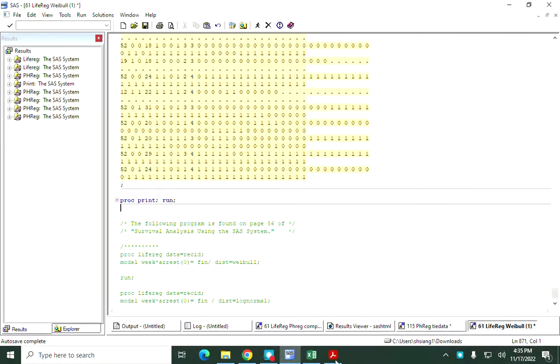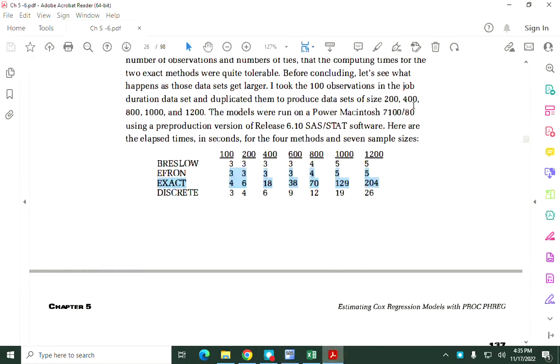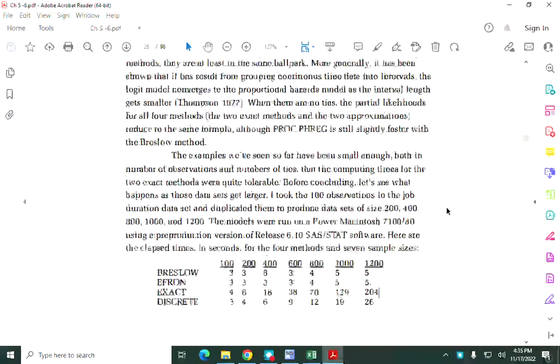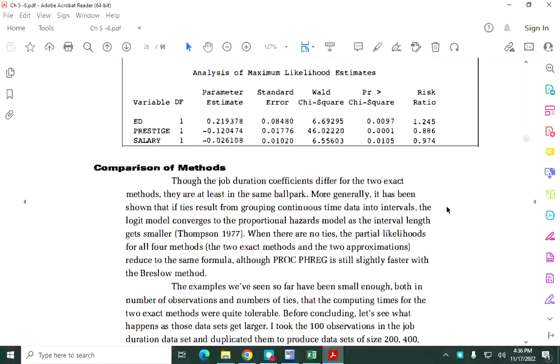Usually, the take-home message here is page 136. Okay, don't pay the price for this, especially when you have who knows, billions of records in a large data set, and your boss wants an answer quick. Just remember, put ties equal to Efron. Don't use the discrete or exact method.